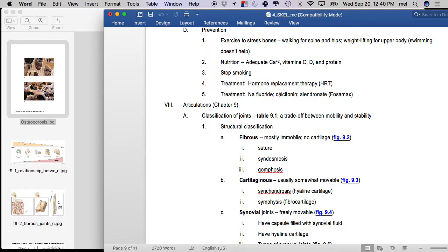Okay, what do you do? Calcitonin, you can take it, you have to inject it though. Fluoride actually helps a little bit. And then there are a couple of drugs, including Fosamax. I don't know if you guys have ever heard of Fosamax. Fosamax increases osteoblast activity and decreases osteoclast activity. So it not only can stop bone mass loss, but it can reverse it.